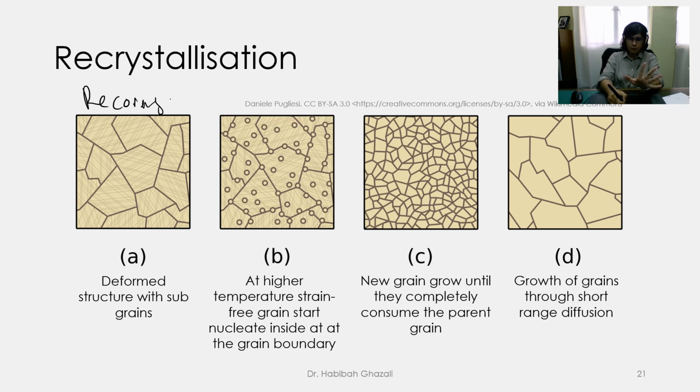At a higher temperature, the atoms will start to diffuse at the grain boundary and then at the tilt boundary. And when they meet other atoms, they will start to bond and create the nucleus. And when the nucleus is stable enough, it will grow bigger. The new grain will form and grow until it completely consumes the parent grain. So that's the process of recrystallization.